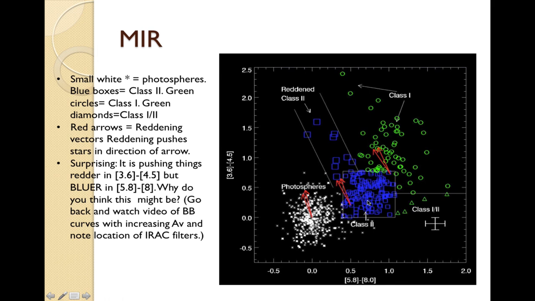Going to the mid-infrared, here we have 3.6 minus 4.5 versus 5.8 minus 8. The reddening is going to push it redder in 3.6 minus 4.5, but surprisingly bluer in 5.8 minus 8. Why do you think this is going to be? Go back and watch the video with the increasing AV and look at where the IRAC filters are. Turns out this is from the silicate feature. That's why it's getting slightly bluer in 5.8 minus 8.